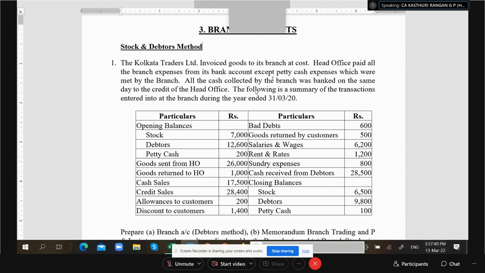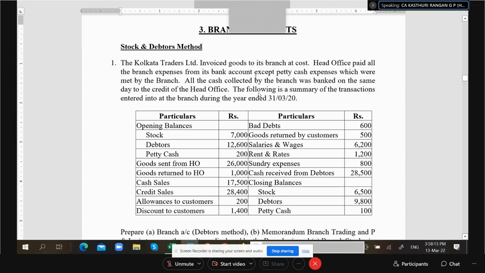Whereas in the stock and debtors method, we have separate ledger accounts: for stock separately, debtors separately, expense separately. There is more transparency, more clarity. So practically also, companies tend to follow the stock and debtors method only. That is the reason why in the exam also, most of the time they ask you problems based on the stock and debtors method. But anyway, I'll be doing a problem, the first problem, covering all the three methods.